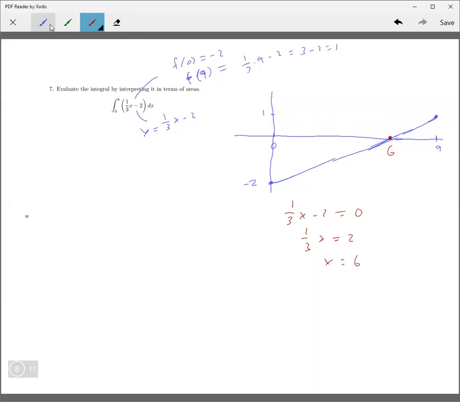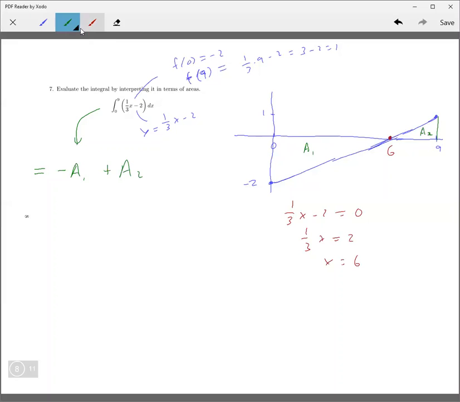Okay, now the integral will be, if we call this area 1 right here, and this area 2, the integral is going to be equal to negative area 1 plus area 2, because this is under the x-axis, right? This is under the x-axis, so that's negative area. So count it negative. And this is above the x-axis, so that's positive.